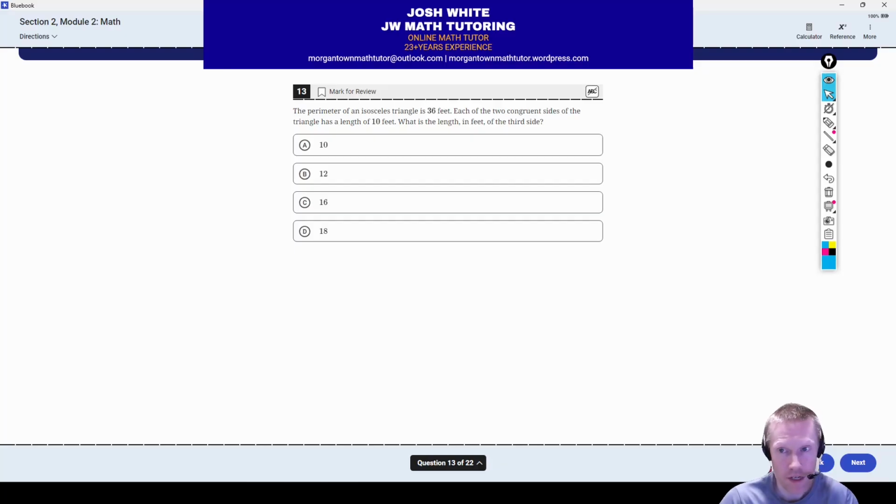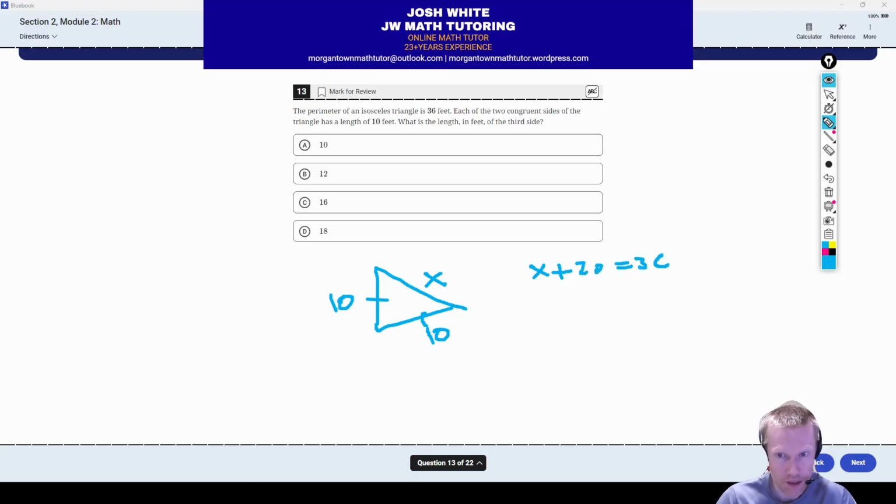All right, next one, we have an isosceles triangle, and we have its perimeter. So let's just say these are the two sides that are congruent. The total perimeter is 36 feet, and we know that the two congruent sides are each 10. So this is 10, this is 10. Basically, this is x, and the whole thing together adds up to 36. So you could set up the equation x plus 20 equals 36, because 10 plus 10 is 20. So x has to equal 16. So the correct answer here is going to be C.